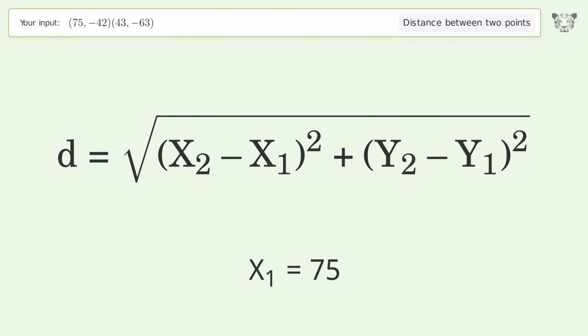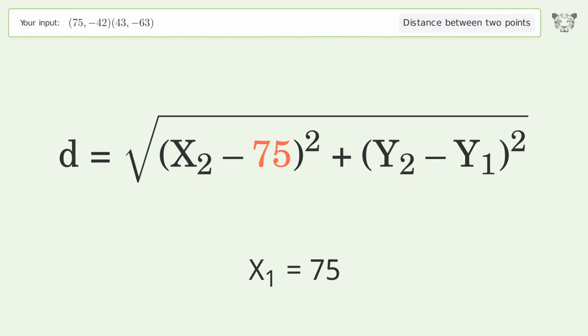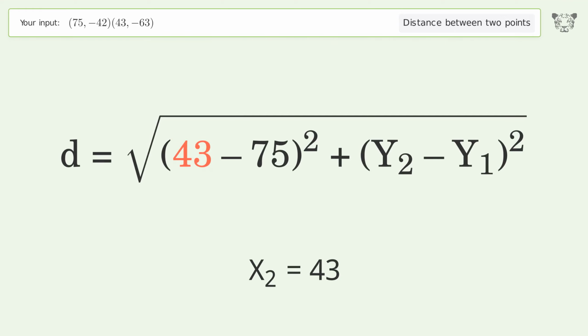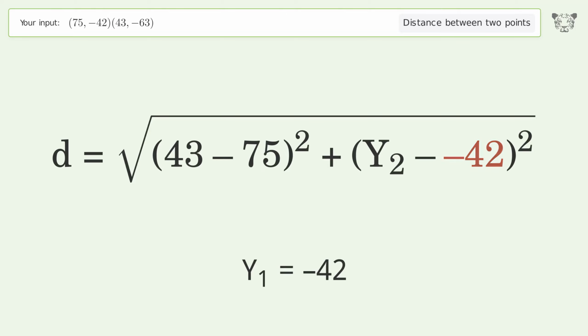x1 equals 75. x2 equals 43. y1 equals negative 42. y2 equals negative 63.